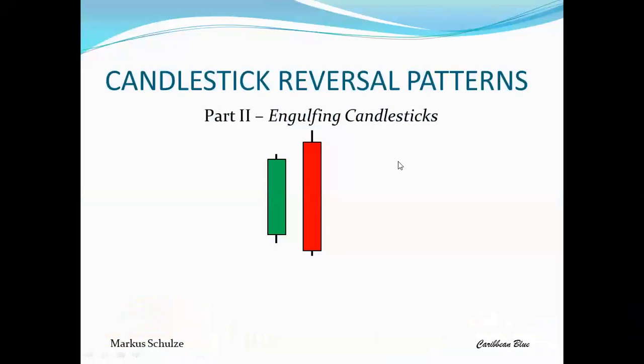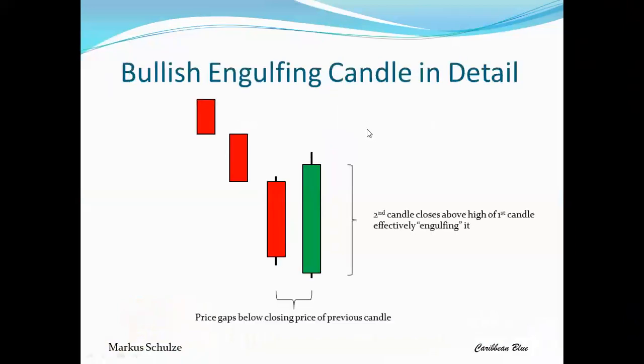Here we go. Right, so engulfing candlesticks. What are we defining as engulfing candlesticks? Let's look at the bullish one. For a candlestick pattern to be considered engulfing, you need two candlesticks. To be bullish, we are going to be looking at a downtrend.